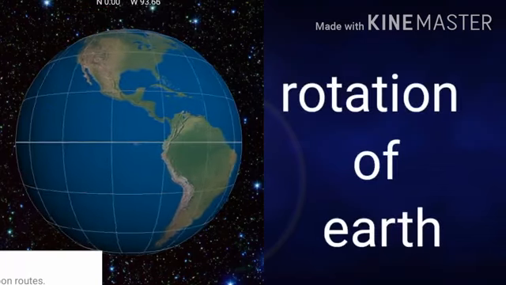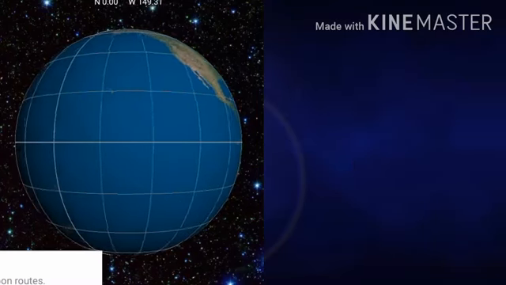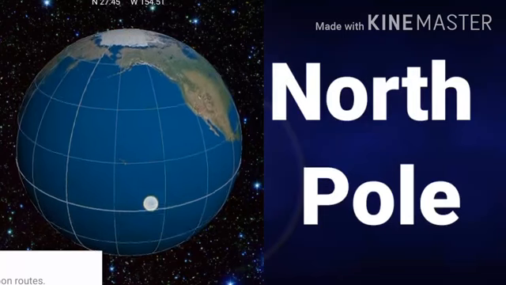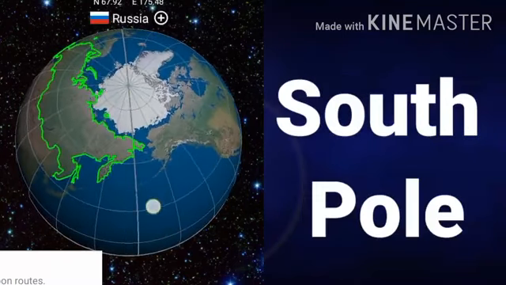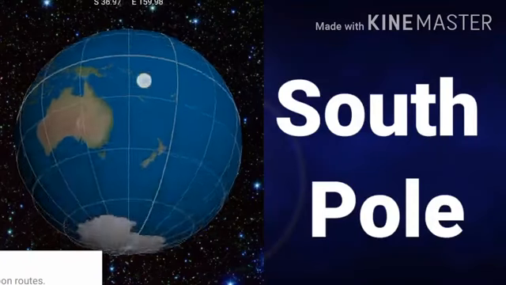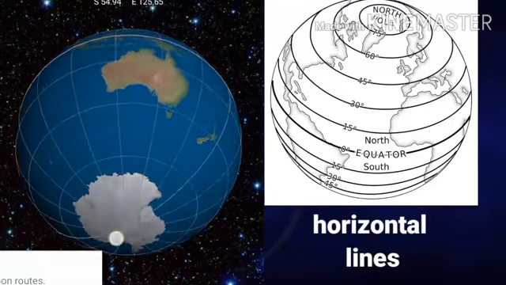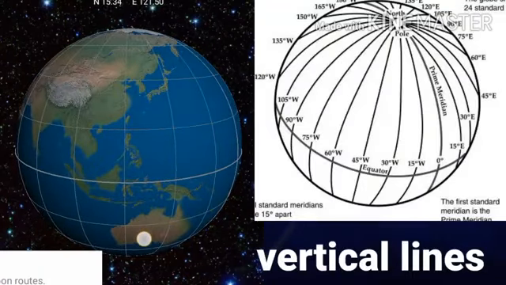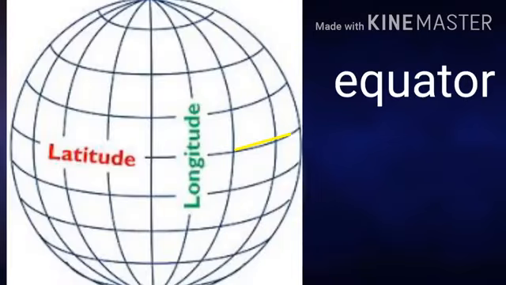The spinning of the earth on its axis from west to east provides two natural points of reference, the North and South Pole. The grid consists of two sets of horizontal and vertical lines, which are called parallels of latitude and meridians of longitude. The line drawn midway between the North Pole and the South Pole is called the equator.